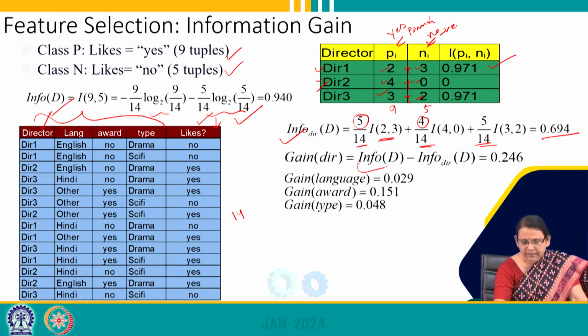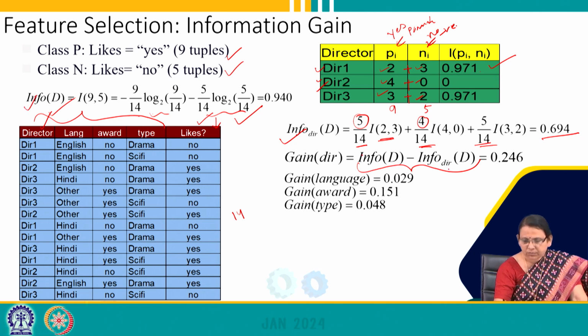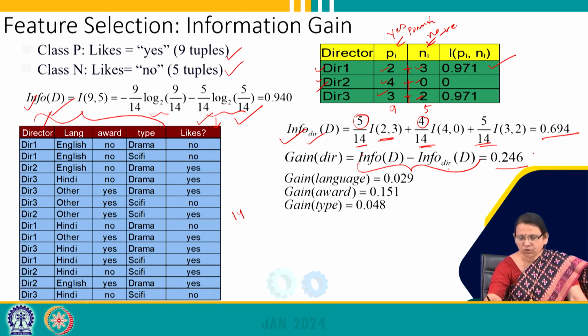Now, what is the gain? This is the formula for the gain. This value is coming from here and this value is coming from here. So, when you subtract both of these, you get this one. Similarly for other variables, for language and award and type, you get these values. Out of this, wherever the information gain is highest, you choose those. So, if we decide to choose 2, then this will be our first choice, this will be our second choice.